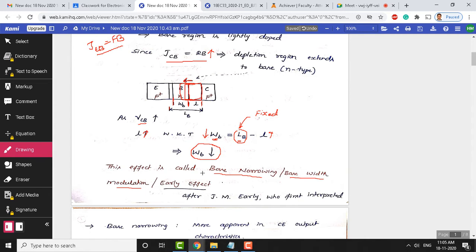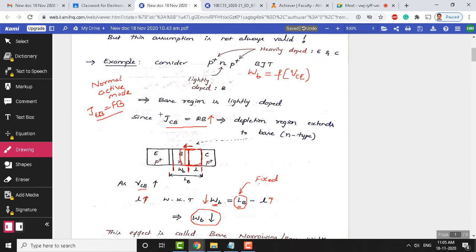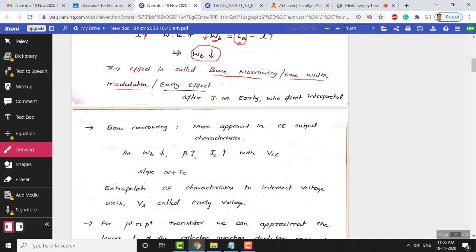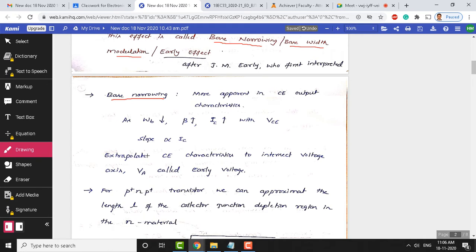I hope you understood this Early effect. The narrowing of the base region due to the increased reverse voltage for this particular type of transistor is called base narrowing, base width modulation, or Early effect. If you observe the common emitter characteristics, we can easily see that base narrowing is more apparent in the output characteristics of the common emitter configuration. In the common emitter configuration, as WB keeps decreasing due to the increase in reverse voltage, the base becomes narrow. When the base becomes narrow, base current decreases.